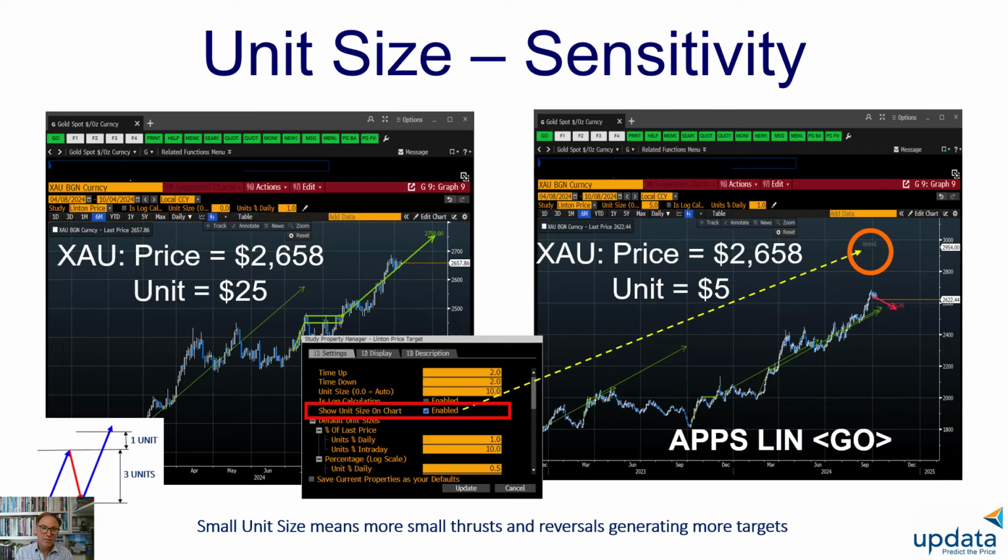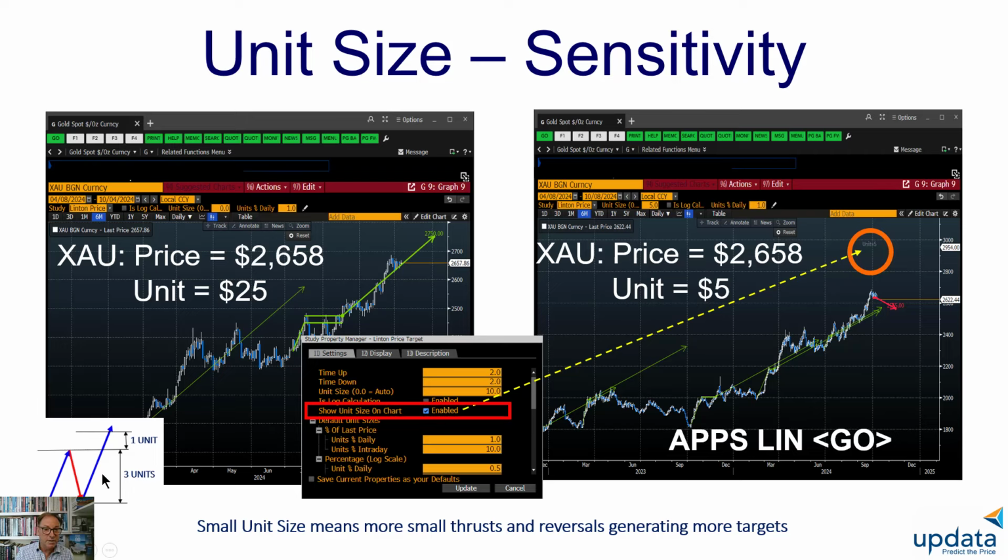So understanding that the unit size based on the price is effectively a level of sensitivity. So for example, this is the $25 chart. We could go to a $5 chart. You'll see now there are more targets on this chart. There's actually a little reversal target that's not showing up on this chart because now we're using a box size or a unit size of $5.